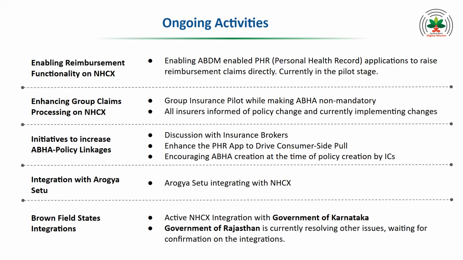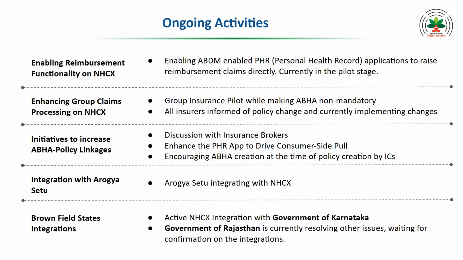And moving forward, we are also taking steps towards increasing ABHA policy linkages. We are in discussion with insurance brokers who act as a layer between the big corporates who provide the group insurance claims today. So we are bringing PHR onto NHCX. So that is another way of increasing ABHA adoption. And then we spoke about Arogya Setu, of course. And the two states that are not onboarded onto NHCX as of now are Karnataka and Rajasthan.